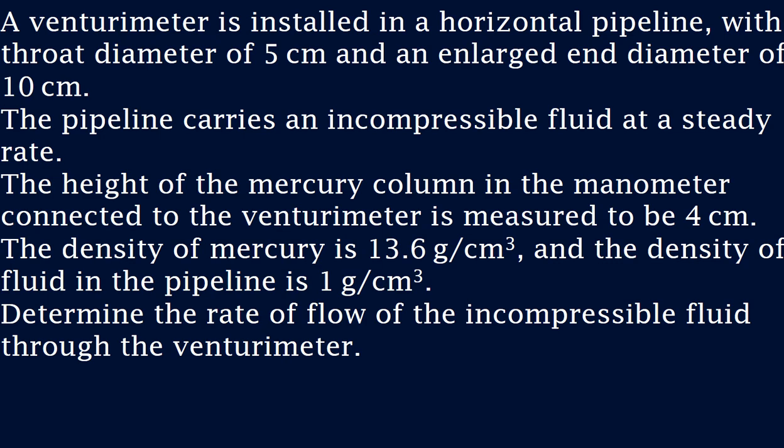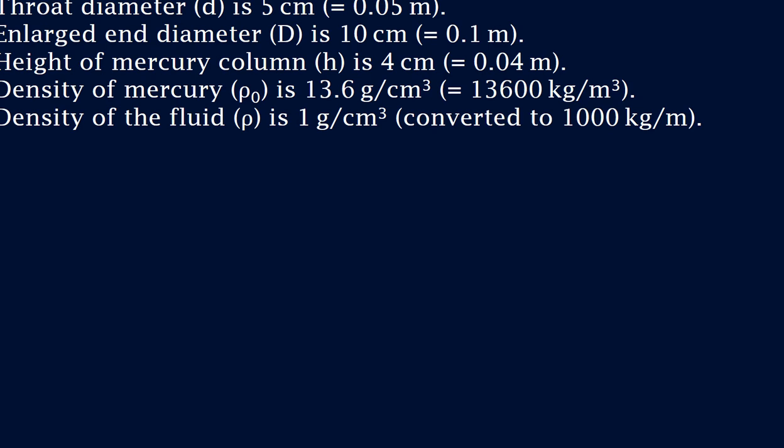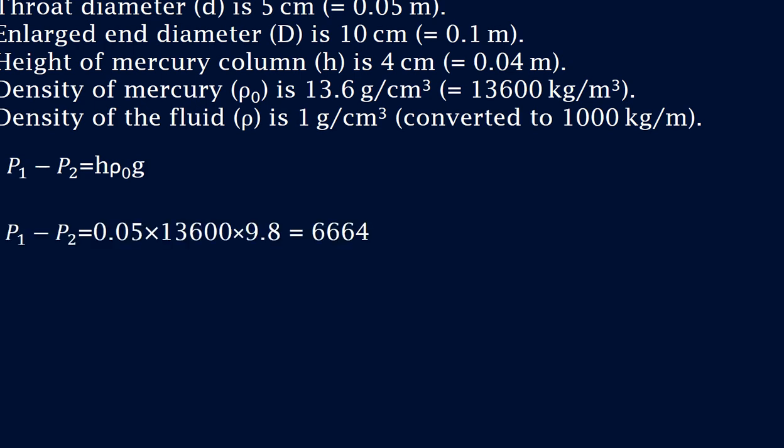First, we will list out the data given and convert it into SI units. The throat diameter small d is 5 cm, equal to 0.05 meters. The enlarged end diameter capital D is 10 cm, equal to 0.1 meter. The height of the mercury column H is 4 cm, which is equal to 0.04 meters. Now, according to the equation for the manometer, P1 - P2 = H rho0 g. Substituting the values of H, rho0 and g, we get P1 - P2 = 0.05 x 13,600 x 9.8, which is equal to 6,664.